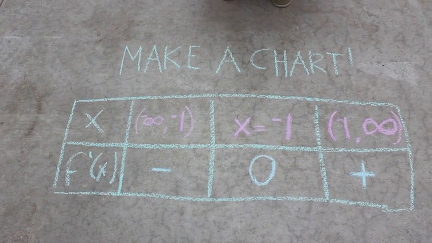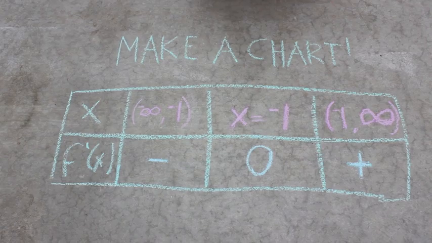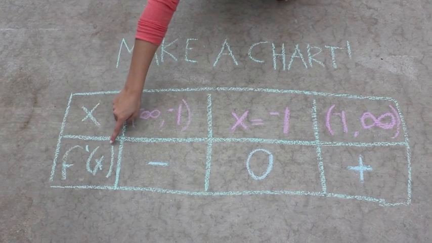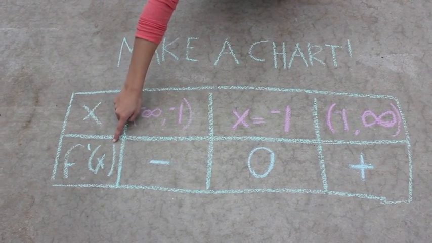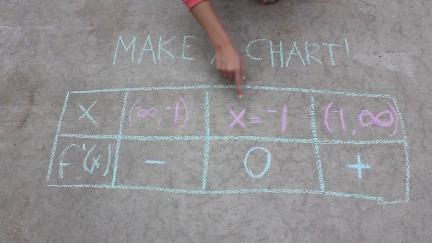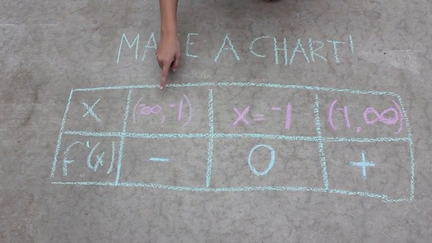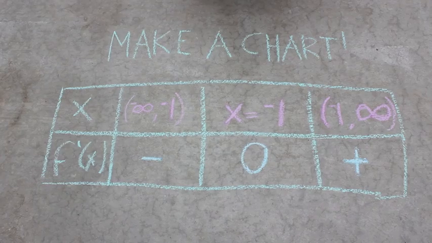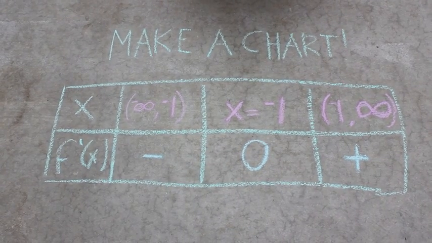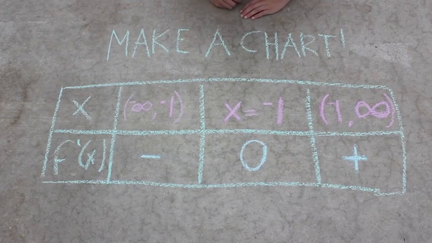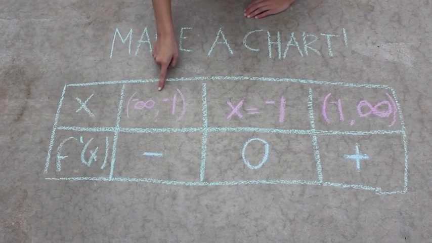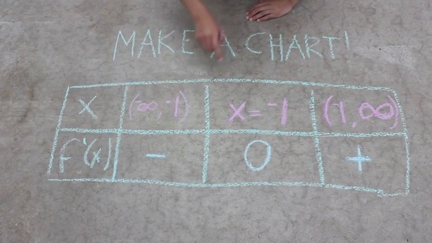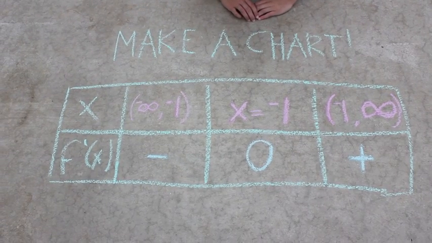The next step is to make a chart. We want 2 rows, the first one being x and the second one being f prime of x. Use your critical point to make intervals on each side of the graph to determine whether the graph is increasing or decreasing. Choose any point within your first interval and plug it in to the first derivative to see if it results in a negative or positive number. In this function, we got a negative.